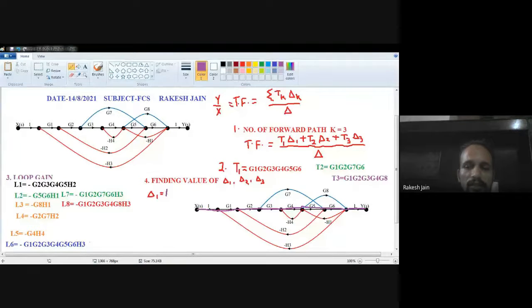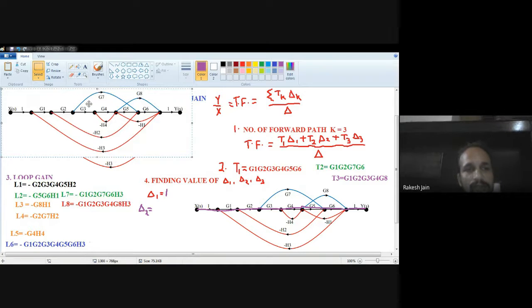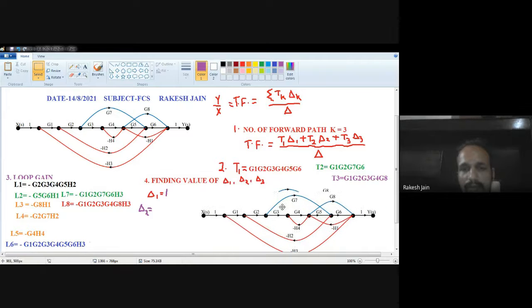Yes, Ganesh and Suraj typed. All of you, if you don't have a query related to how del 1 is 1, then type in the message box. Yes, very good. Now the value of del 2. See very carefully. We have to find the value of del 2. We focus on the second forward path and check all these 8 loops to see which loop does not touch the second forward path. So once again I copy and paste the question here.